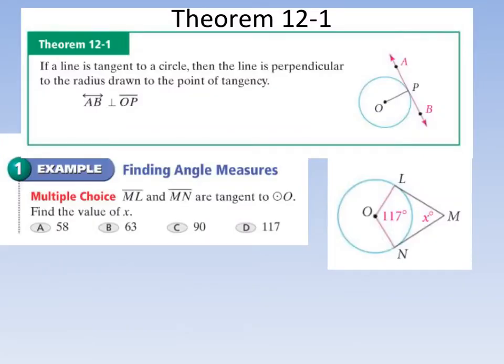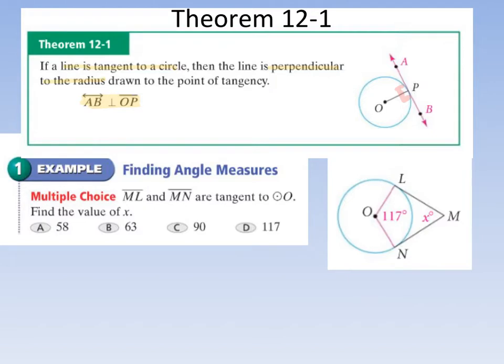Now the first theorem we have about tangents says that if a line is tangent to a circle, then the line is perpendicular to the radius drawn to the point of tangency. So we could say that in this case, line AB is perpendicular to segment OB, which means that we have two right angles as shown.